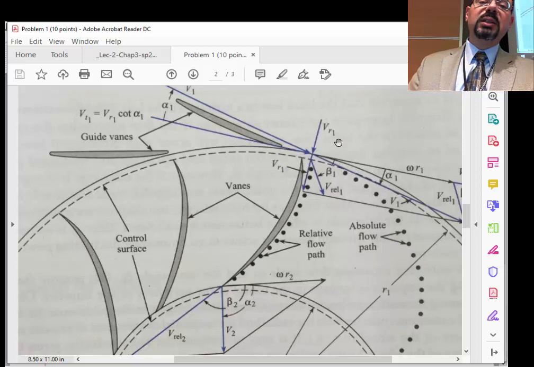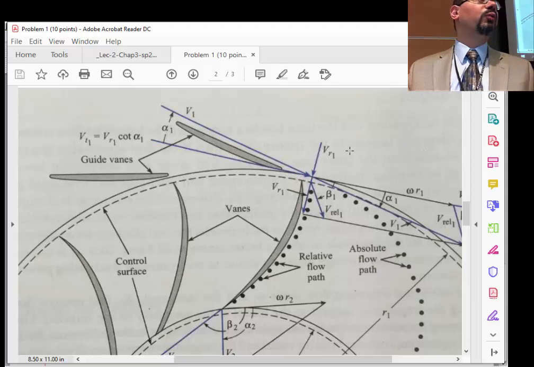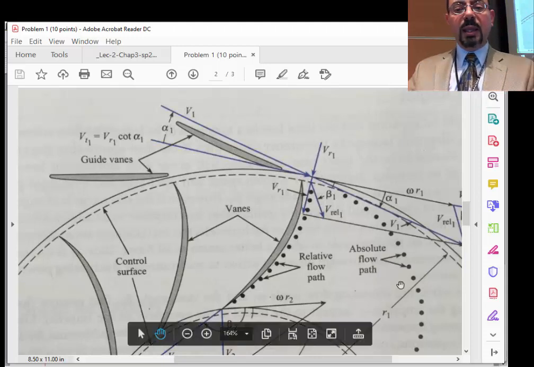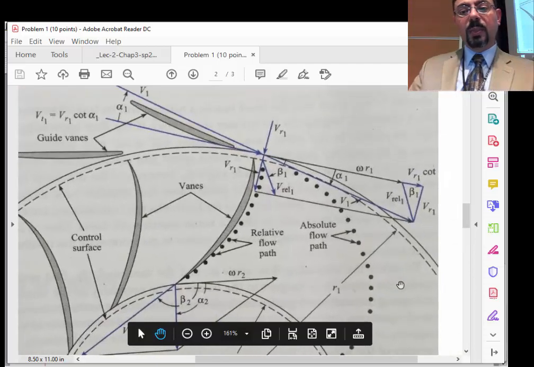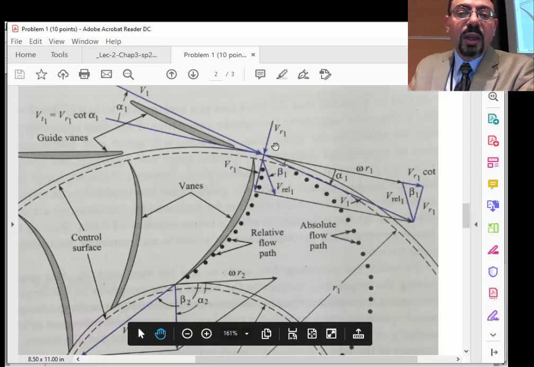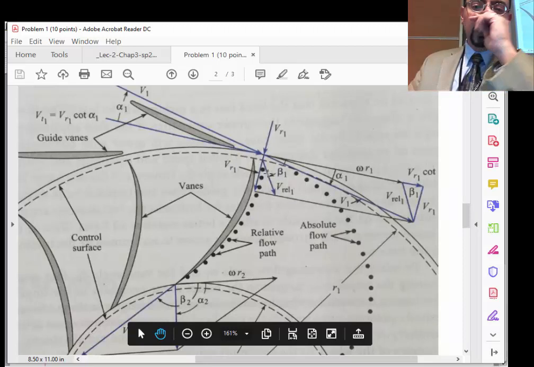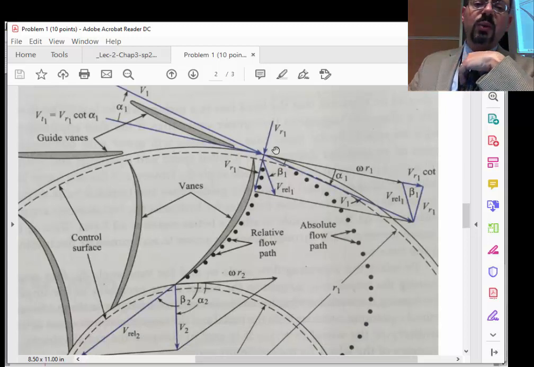Unlike our book, VR1 doesn't mean the relative velocity. VR1 means the radial component of V1. In this book they say V relative for relative velocity. So V1 is split into the radial component and the tangential component of V1, right? VR1 is the radial component, and that radial component is useful to us to calculate what VR1 is used for.